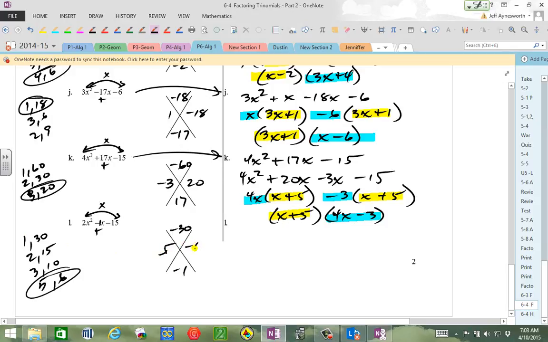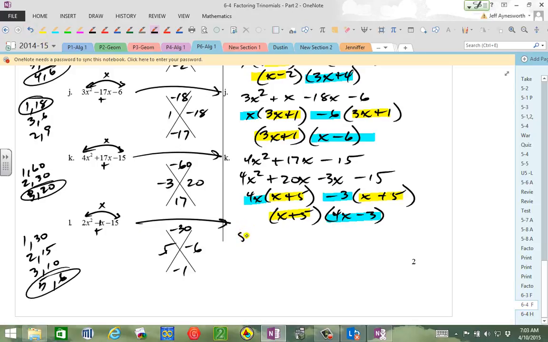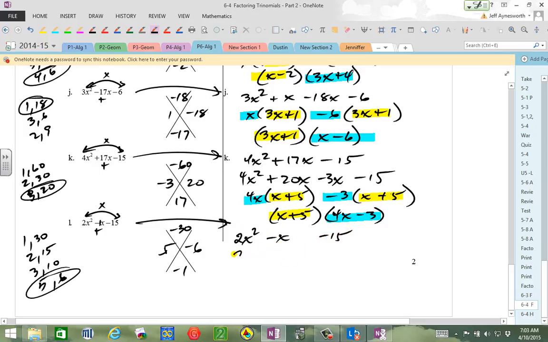So what does it look like? We have 2x squared minus x minus 15. Split. So 2x squared. I'm going to start off with a negative 6 because it has a common factor with the 2. So negative 6x plus 5x minus 15. I just split the middle term there. Negative 6x plus 5x is a negative x.